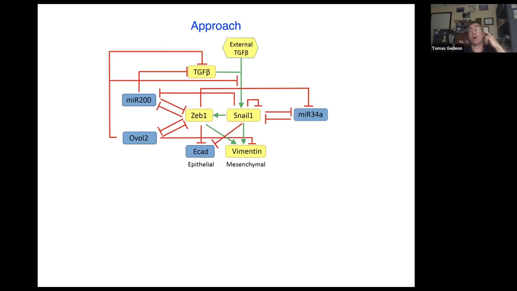So first, we look at this network and we realize that if I look at the mesenchymal state, let's say, it's upregulated by both ZEB1 and SNAIL1 on top of it, and it's downregulated by OVOL2. And the other, epithelial state is similarly symmetric. It's downregulated by SNAIL and ZEB. So I can actually just not really think about these. This makes the network a little more doable.